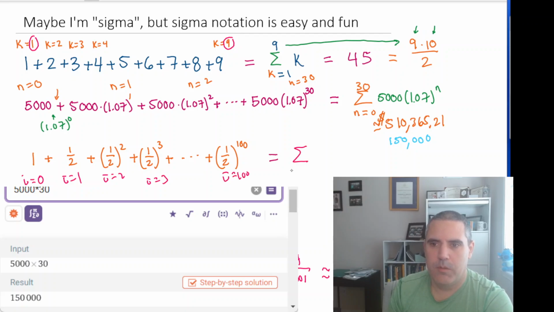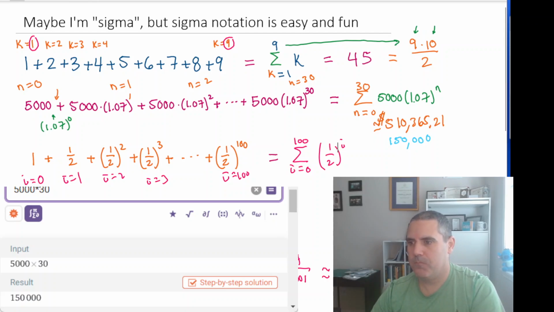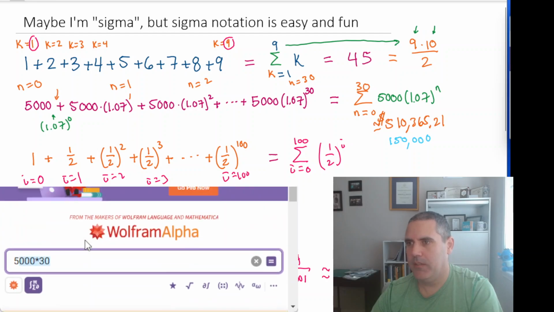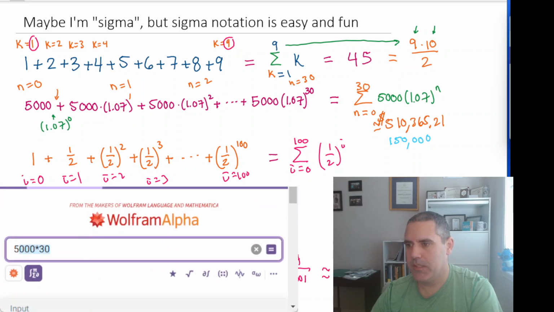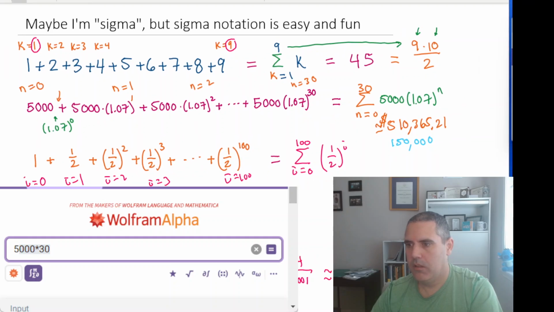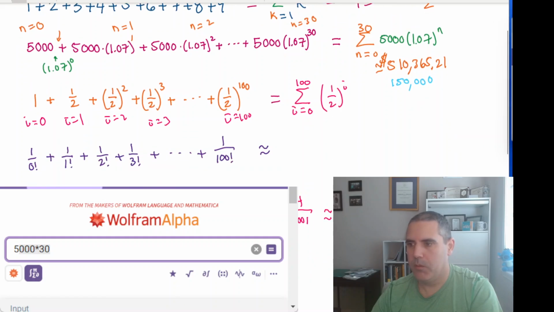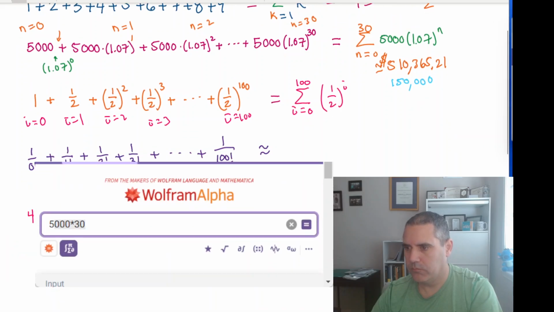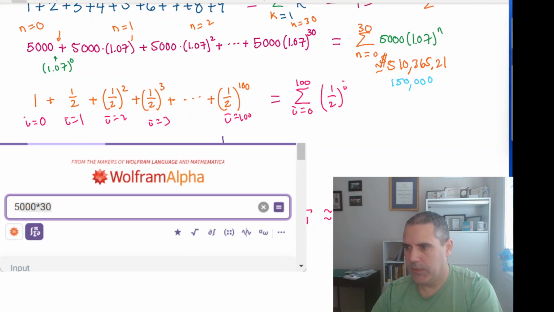The sum from i, this starts to pick up. This looks like 1 over 2 to the i. What in the world is that? Let's try it. Sorry, I should make this a little bigger. What am I doing? There we go. Make this a little bigger.